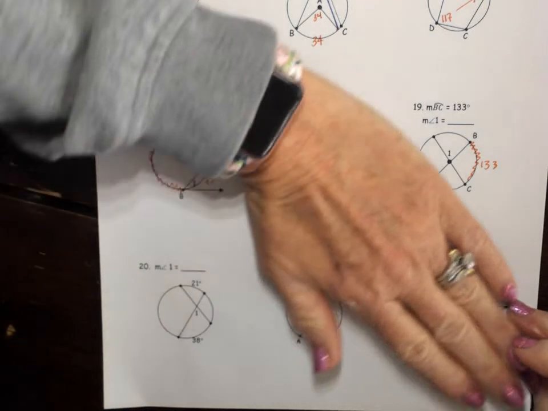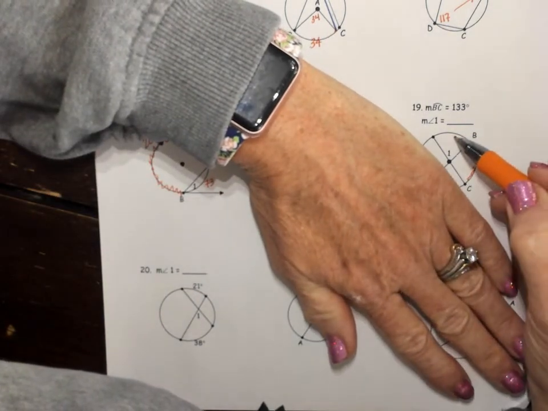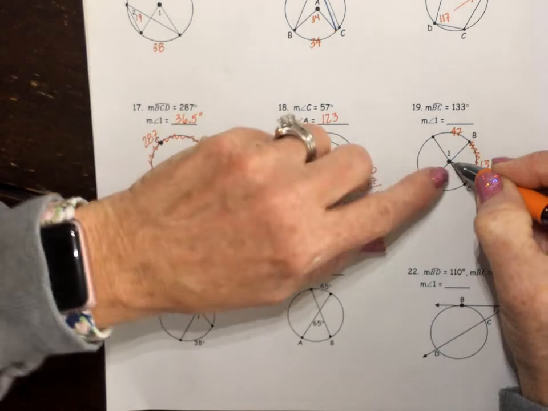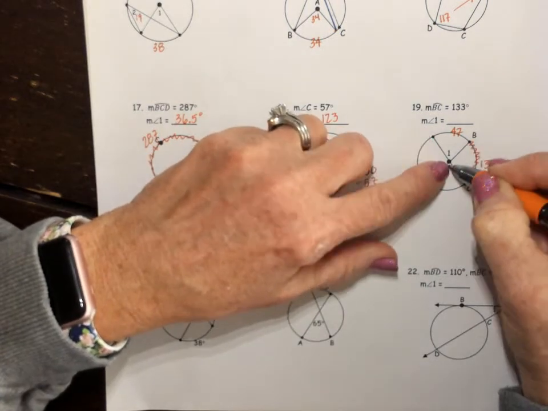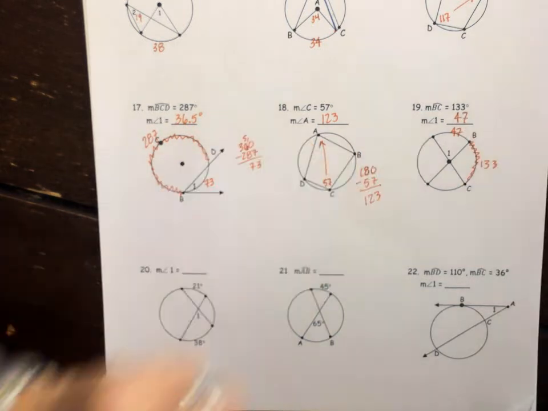Here's the diameter, and we know it's a diameter because it hits the center of the circle. So 180 minus 133 is 47. And then angle 1 is a central angle, so its measure is exactly the same as that arc, so angle 1 is 47.